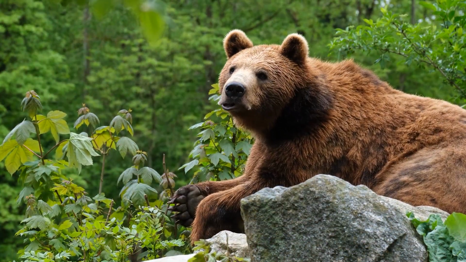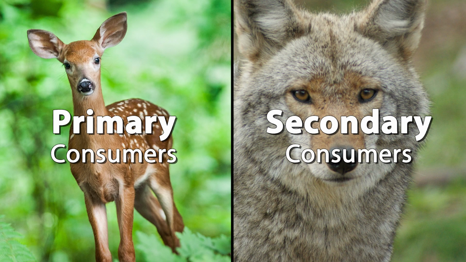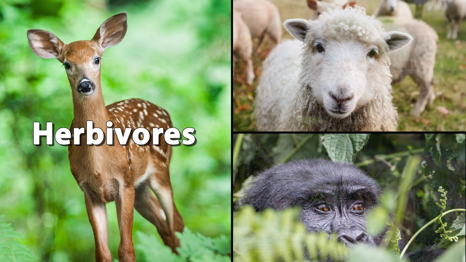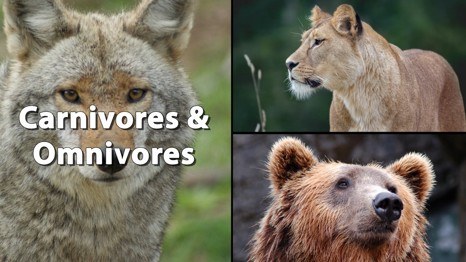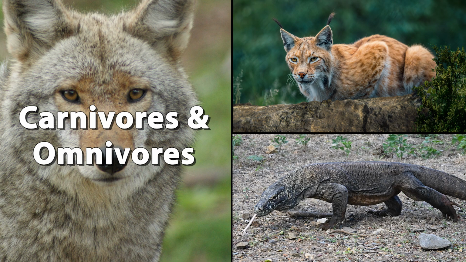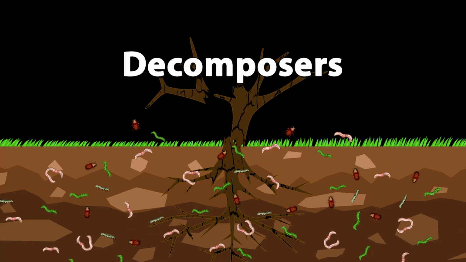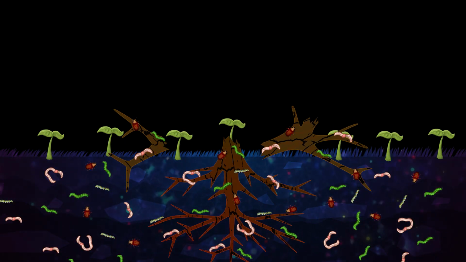Consumers can further be broken down into primary consumers and secondary consumers. Primary consumers, or herbivores, eat plants to obtain their energy. And secondary consumers, or carnivores and omnivores, eat other animals to obtain their energy. Then we have decomposers that obtain their energy by breaking down waste products and dead organisms.